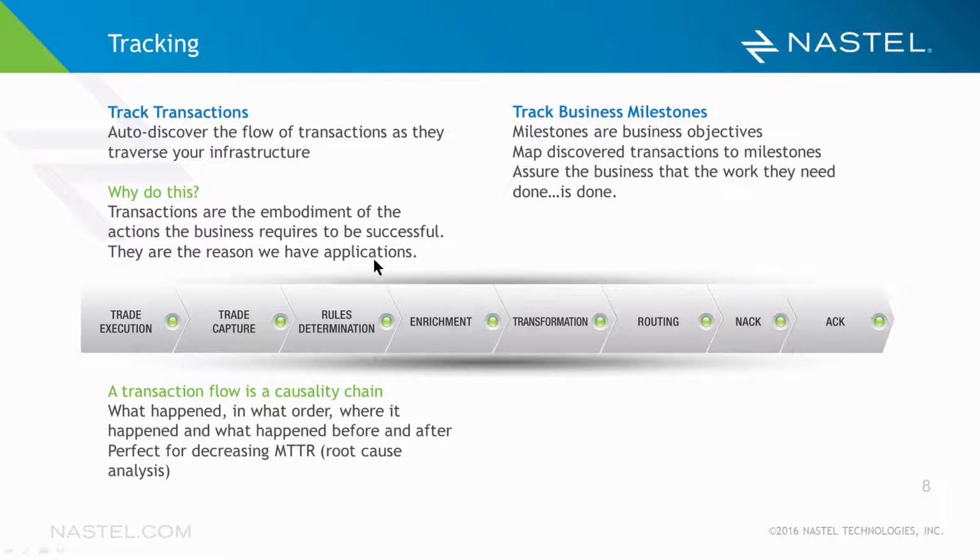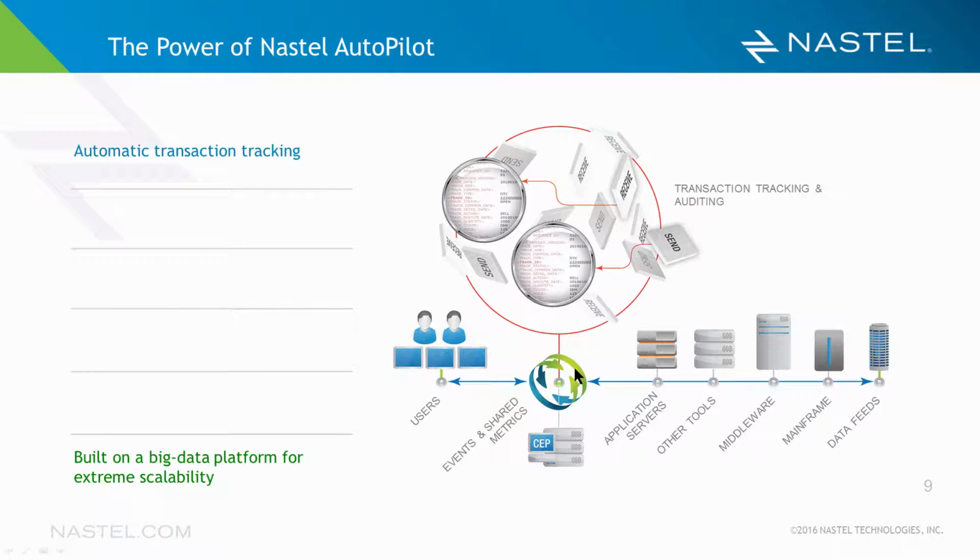So here's an example from a trading environment. I think this example here is swaps, and we're looking at trade reporting. So we've got our trade execution. Many transactions are involved in that: capture, determining rules, enriching, transforming, routing it, getting an acknowledgement, negative or positive. Each one of these is a business milestone. And by completing these, well, then you know you've achieved an objective. And this demonstrates that you understand what the business was attempting to do. And from that, you've got the transactions underneath that.